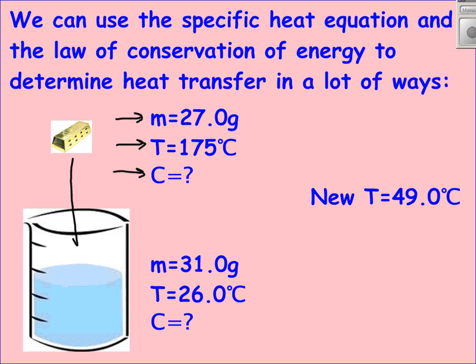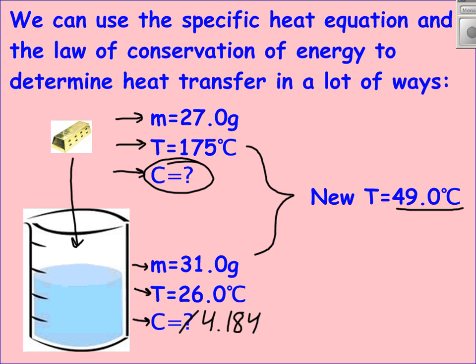Now, this metal is going to be dropped in a beaker of water that is 31 grams and has a temperature of 26 degrees Celsius. Since we know that it is water, we do know the specific heat. It is 4.184. When you put these two objects together, the temperature is going to even out for both and give us a final temperature of 49 degrees Celsius for both metal and water, because they reach equilibrium when they're put together. Our ultimate goal is to figure out the specific heat of the metal.